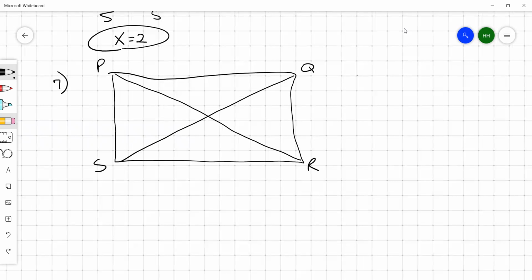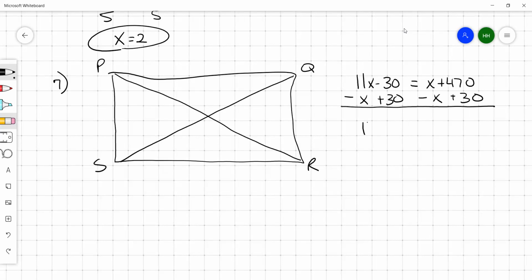All right, your 11X minus 30 is equal to X plus 470. So subtract X from each side and add 30. So 12x equals 500. Is that right? Divide by 12. Yeah, it's 10x. Thank you. So that's a 10x. And then divide by 10. So x equals 50.